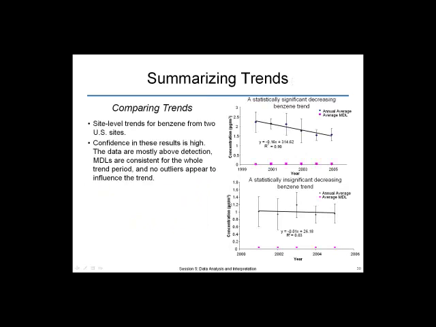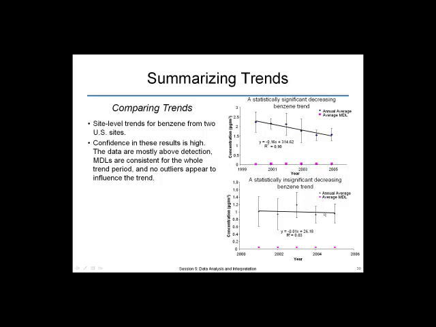So one of the things that we try to do, obviously, is compare trends across sites, and this is just illustrating two different sites where we were looking at benzene trends. This is a case where there is a statistically significant downward trend in benzene at this location, and we have a lot of confidence in that trend. And the detection limits are low, doesn't seem to be affecting anywhere near the concentrations that are being measured.